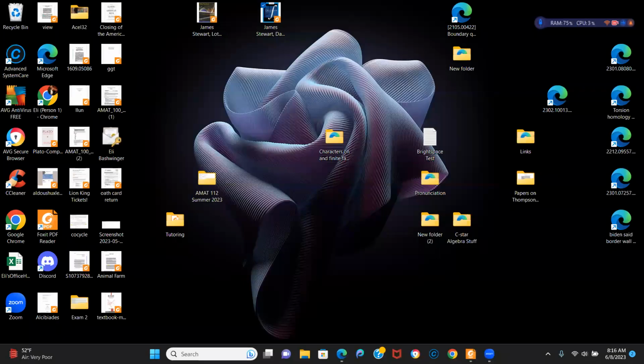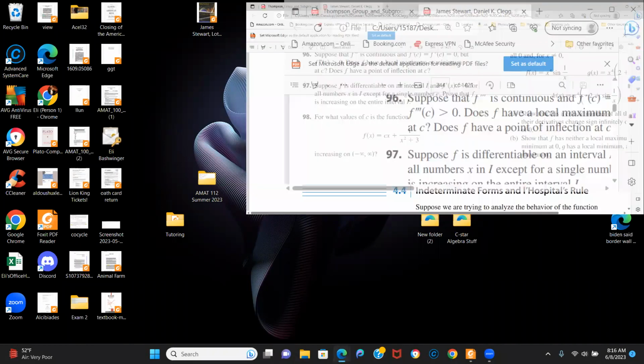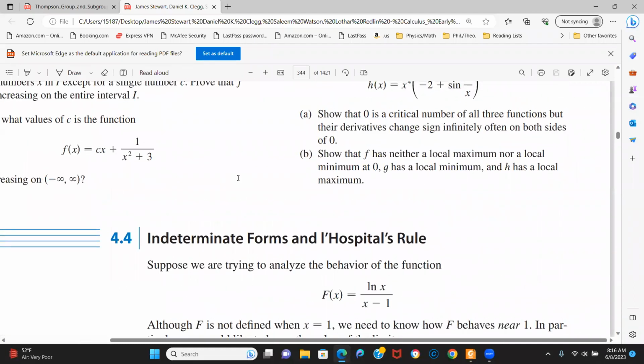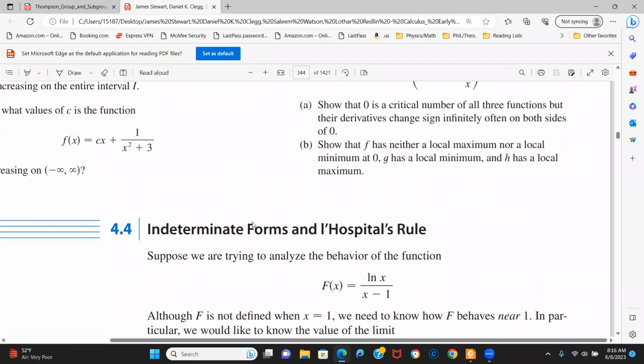So let me share my screen. Hopefully you can see what I'm seeing. So let me open up the book. Oops. So we're in 4.4 indeterminate form. So the motivating example, I suppose you could say, is this example right here.